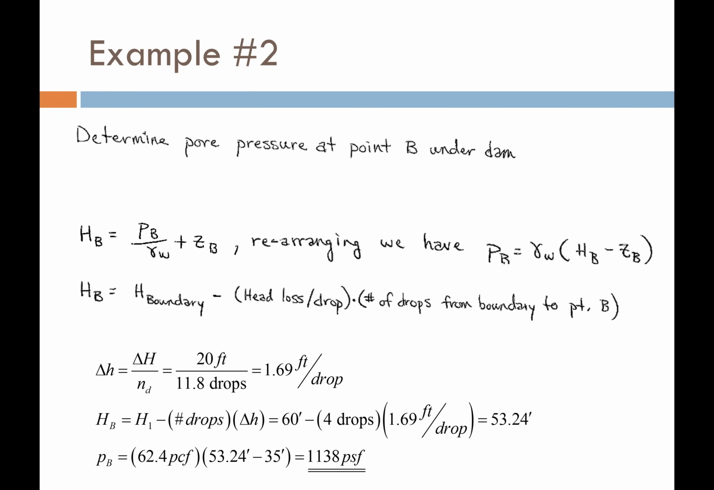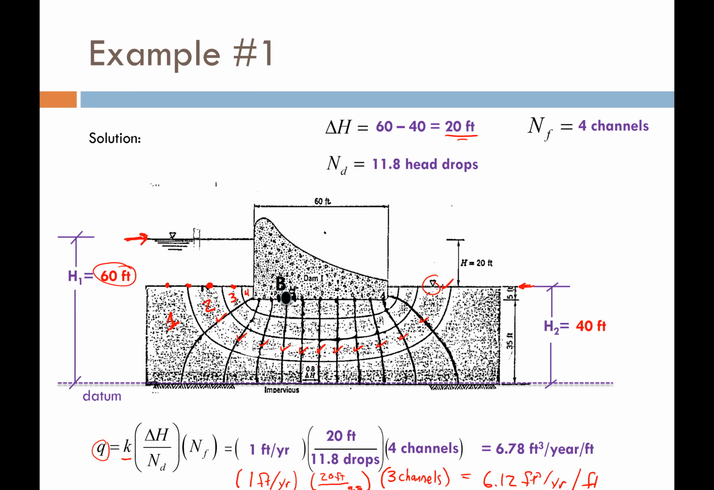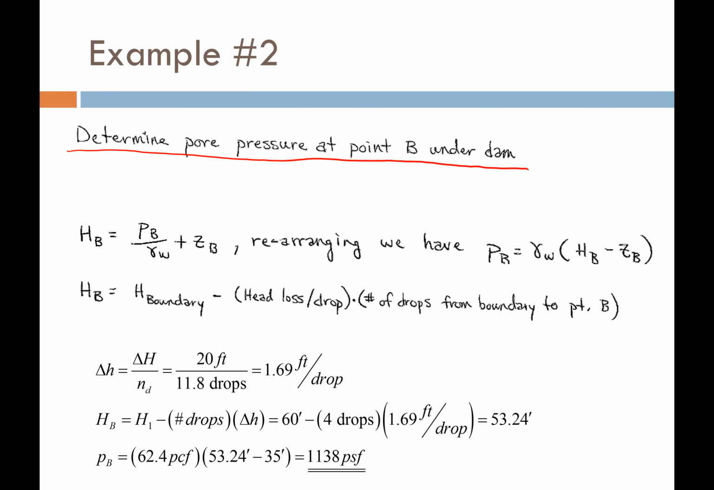Okay, so let's go ahead now and show you how we might use the flow net. Say we want to determine the pore pressure at point B under the dam. So if I go back, point B is highlighted right here. So it's sitting right on this equipotential line that I'm highlighting, right beneath the dam. Okay, how do we get pore pressure? Well, we're going to use our Bernoulli's equation. Always use Bernoulli's equation with flow nets.